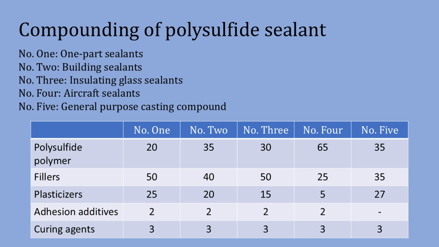Along the left column, you will find the list of components commonly included in these formulations. Across the top, 5 distinct compound recipes are shown, each corresponding to a specific application. Starting with compound 1, these are one-part sealants typically formulated with lower polymer content to ensure better package stability over time. Compound 2 represents building sealants, which generally feature somewhat lower polymer ratios in practical use.